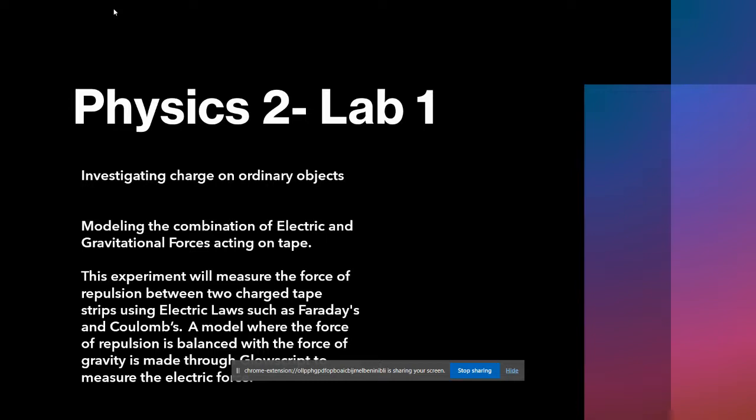Hello. So in this lab, we'll be investigating the phenomenon that occurs when you charge two tapes and put them against each other. So we'll be modeling the combination of electric and gravitational forces which act on tape. The experiment will measure the force of repulsion between the two charged tape strips, and we'll discuss how they operate. As a base, we'll use the electric laws, such as Faraday's and Coulomb's, in order to explain the phenomenon, and a model where the force of repulsion is balanced with the force of gravity is made through GlowScript to measure the electric force.